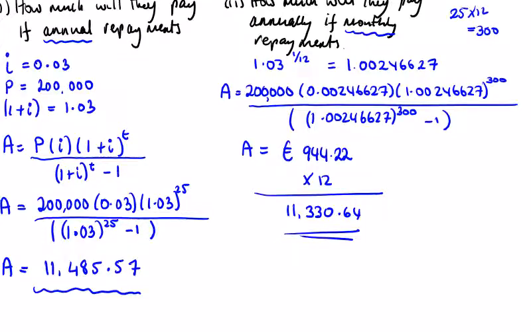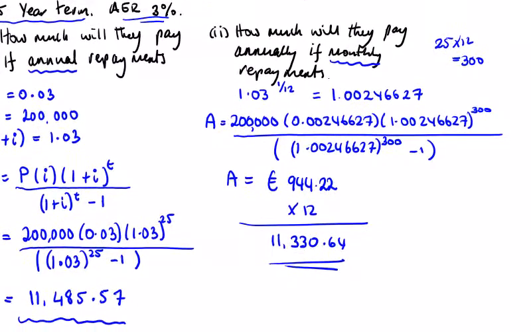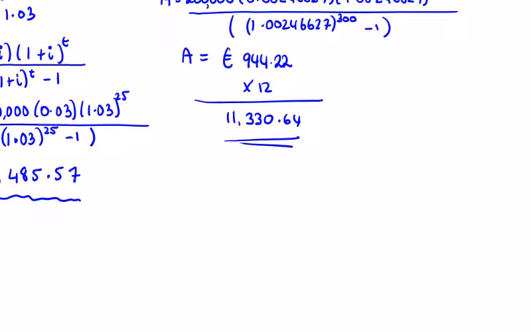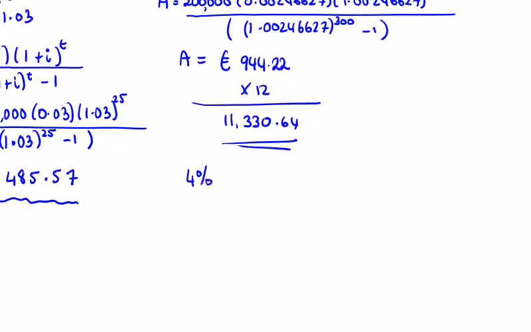Now, the third part of this question: let's change the interest rate from 3% to 4% and see how much this mortgage repayment jumps by. So I'm going to change it to 4% now. 1.04 to the power of 1 over 12 is equal to 1.00327374.